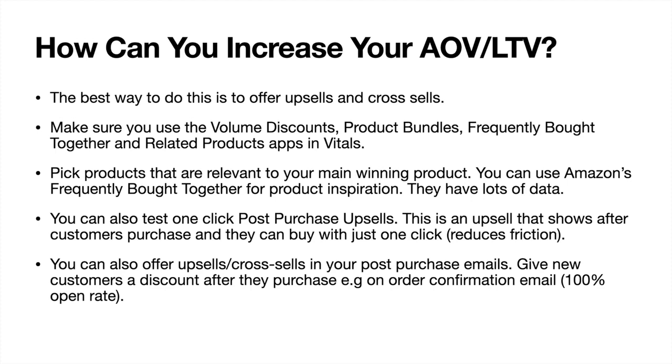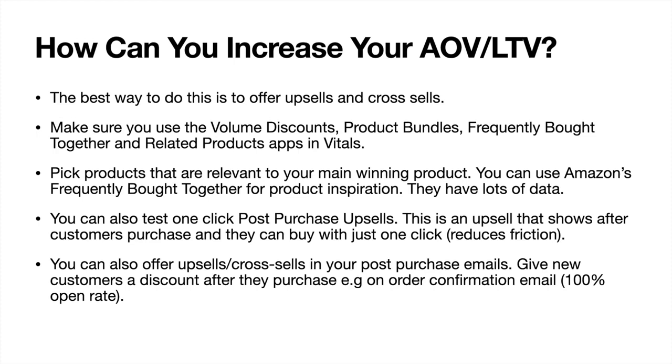If you can only afford to spend $20 on paid ads and I can afford to spend $30, I'll beat you in the Facebook ad auction and I'll make more money than you. So it's incredibly important that you increase your average order value so you can spend more money on ads. The best way to do this is to offer upsells and cross-sells, to use the volume discounts, product bundles, frequently bought together, and related product apps in the Vitals app. All of these apps will help you increase your average order value.